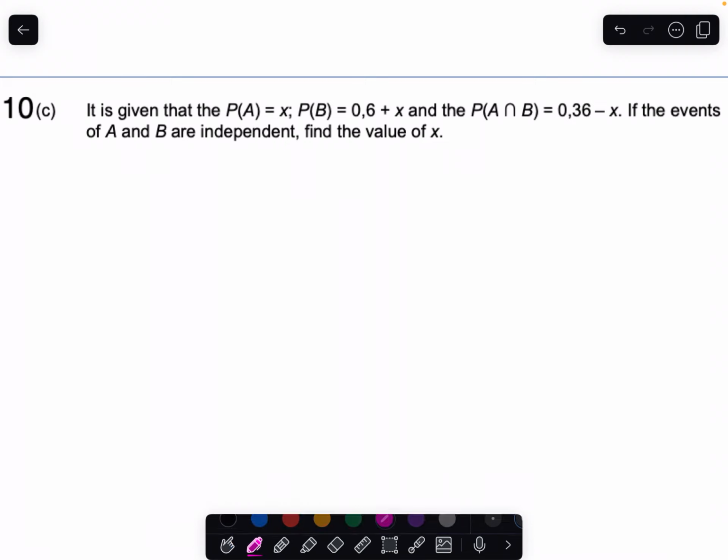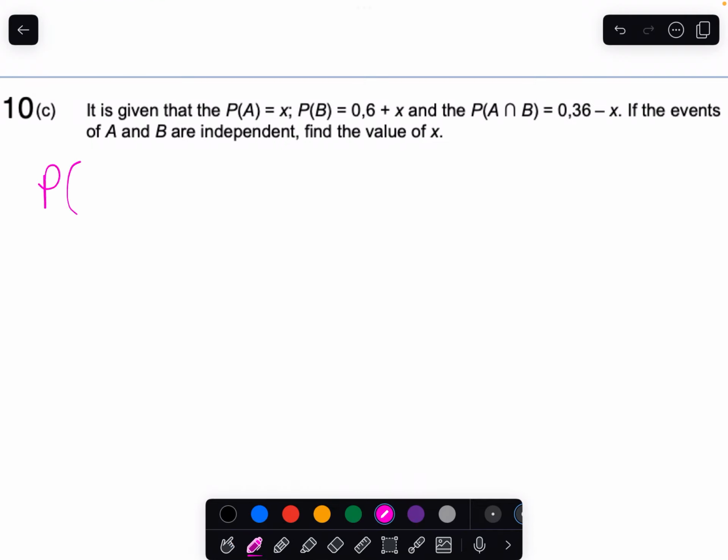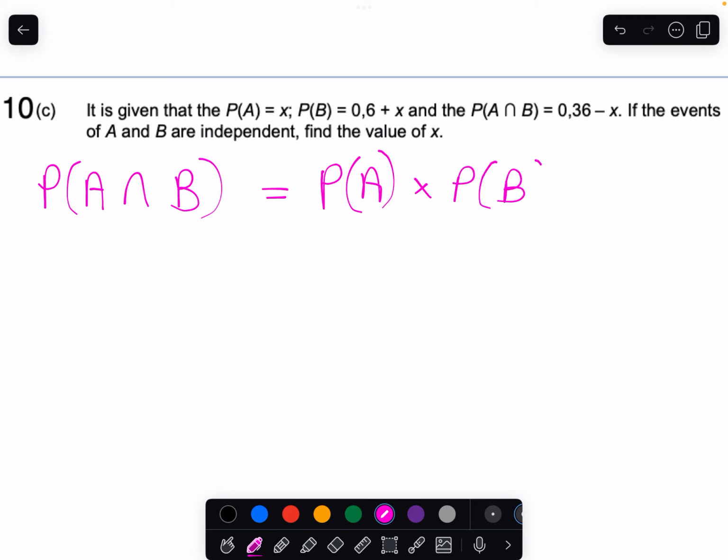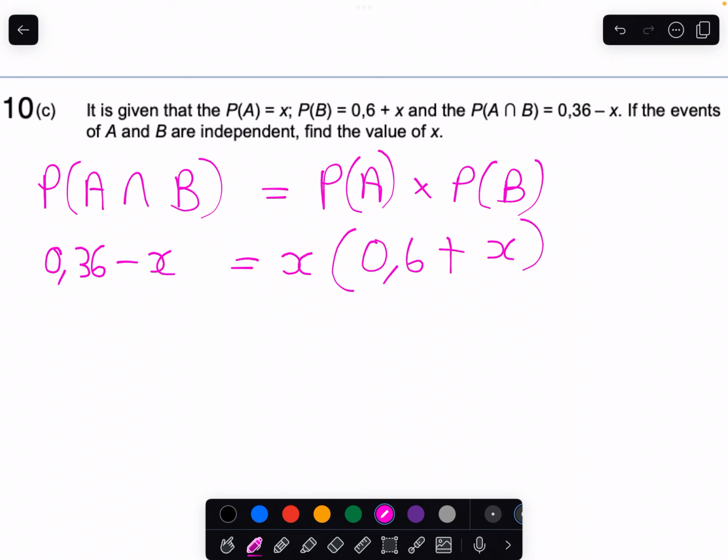Okay, so the key thing here is that independent events have the following relationship. The probability of A and B happening is the same as the probability of A times the probability of B happening. So we know the probability of A is x and the probability of B is 0,6 plus x. So this is just going to become a quadratic equation for us to solve.